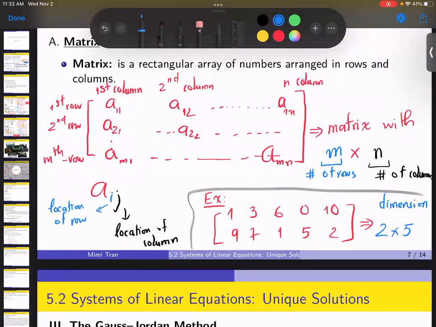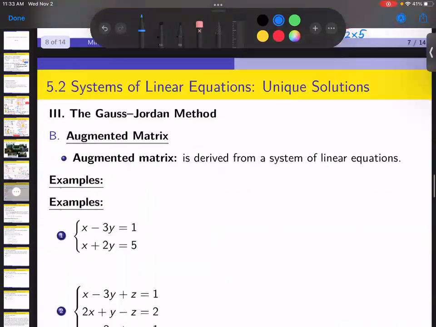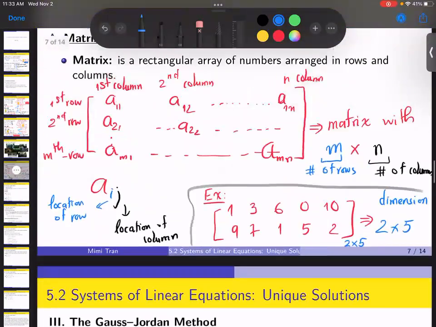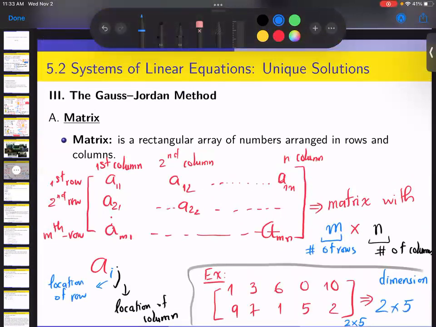I'll write like that. Actually, I'll write like this. Usually I write next to the matrix, like a little script, 2 by 5. So that's a matrix. Now why do we use matrices to solve a system of equations?